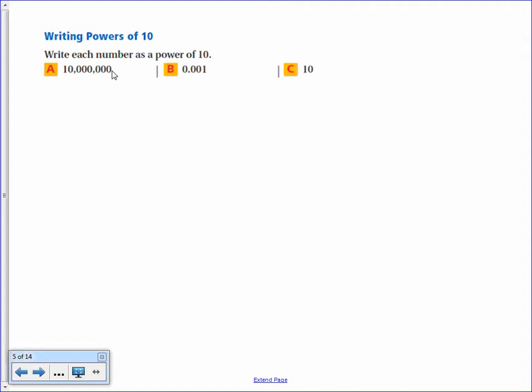So writing each number as a power of 10. It's kind of like working the other way around. So what I want you guys to do is, again, start on the right side of the 1.